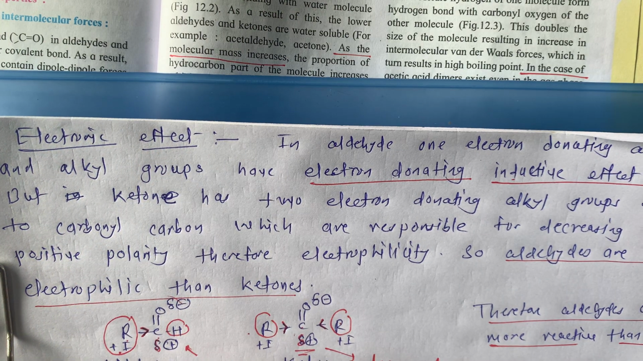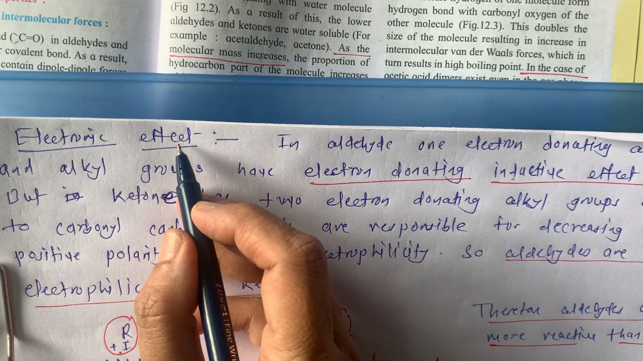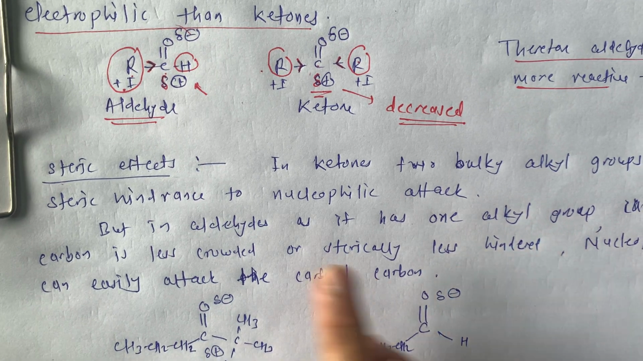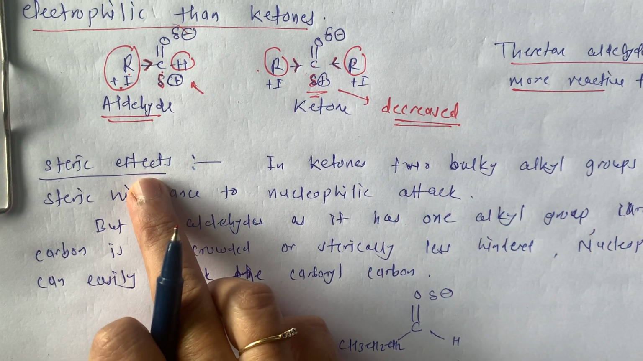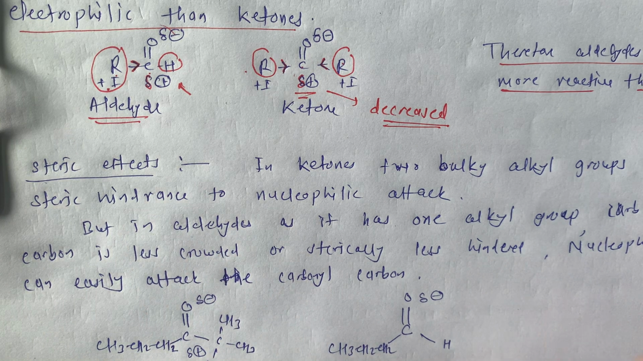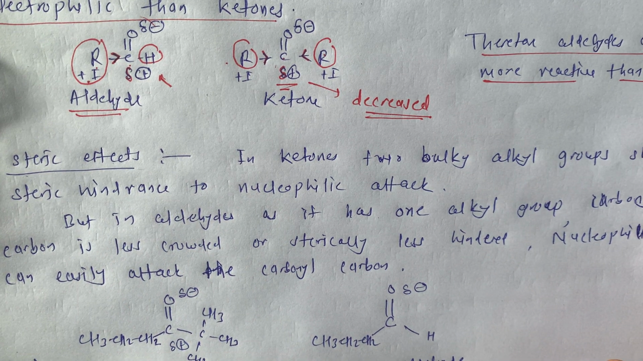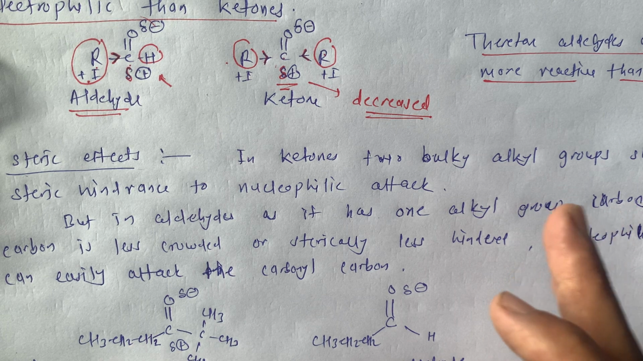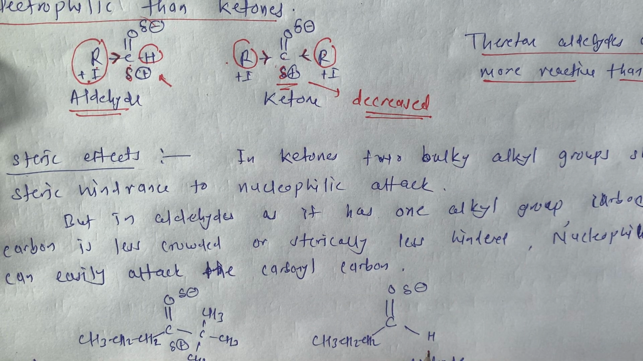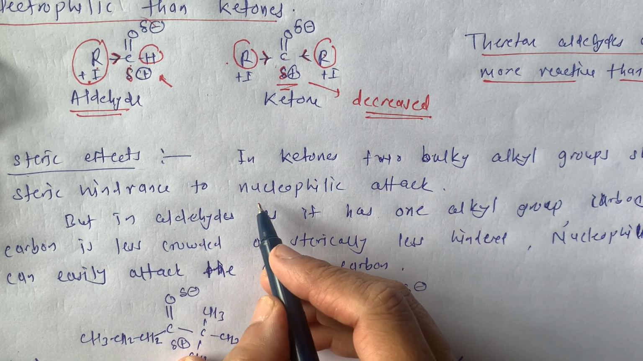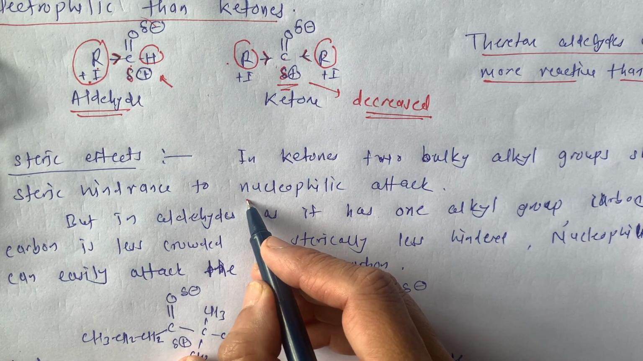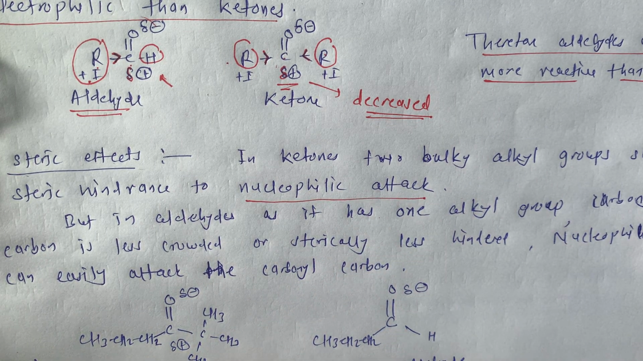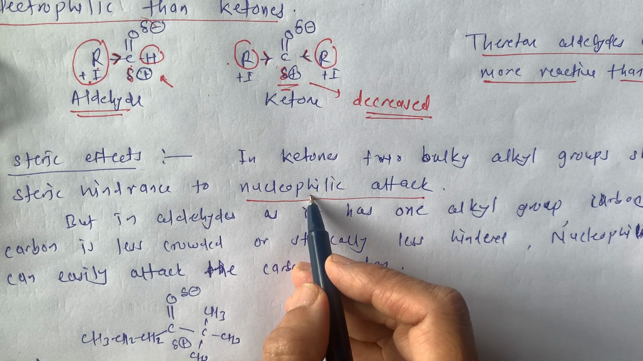This is under electronic effect, donation of electrons. Now what is steric effect? Steric means when there is a crowded molecule, suppose there are bulky alkyl groups, they show some hindrance. So nucleophilic attack is sterically hindered, means there is very little space for nucleophiles to attack the electrophile.